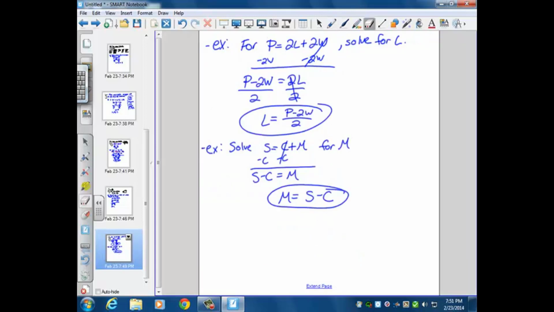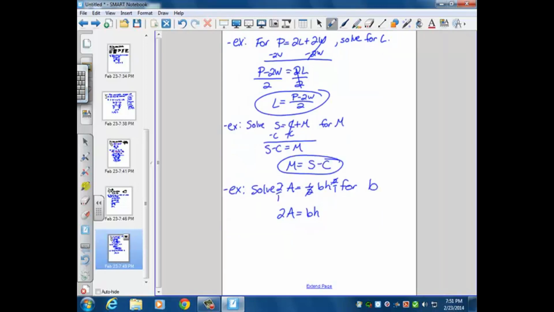Okay, one more, and this one you'll come across in the software. It's a little tricky. Let's solve A equals 1/2 base times height for the base. Now this is the formula for area of a triangle. So 1/2 base times height. Now this one, we've got a fraction. So kind of going off of what we just did a few minutes ago, what I'm going to do first is multiply both sides by 2, or 2 over 1, because then I'm going to get rid of that 1/2. So I'll have 2A equals b times h.